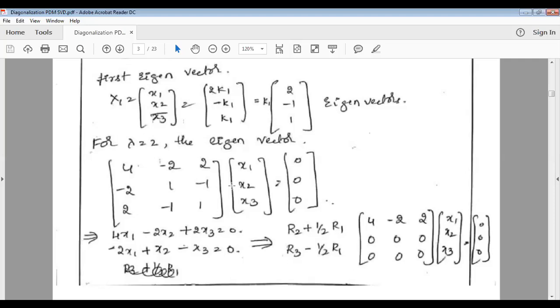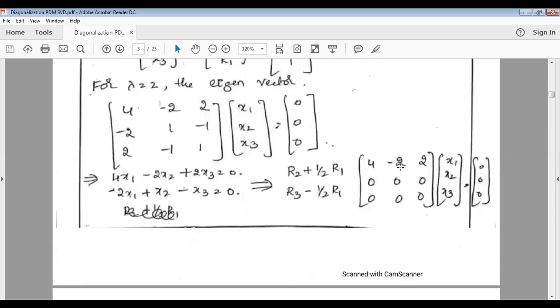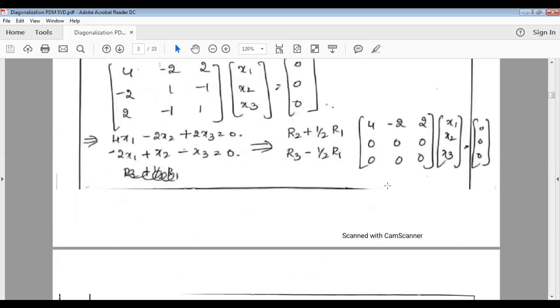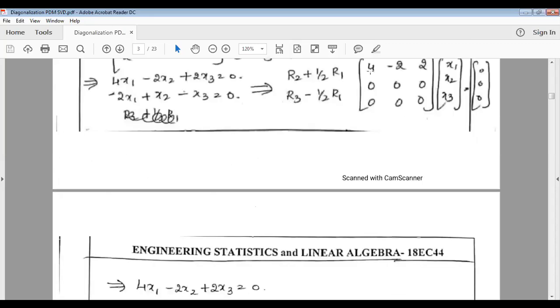We know the structure of the vector x. It is a 3 cross 1 matrix equal to 0. Okay? So from here, you can write the equation 4x1 minus 2x2 plus 2x3 equal to 0, and minus 2x1 plus x2 minus x3 equal to 0. You can reduce them into a triangular matrix by doing these row operations. So from here, you can see that only the first row exists, the other two rows are 0. Okay? And then you can write the equation 4x1 minus 2x2 plus 2x3 equal to 0.